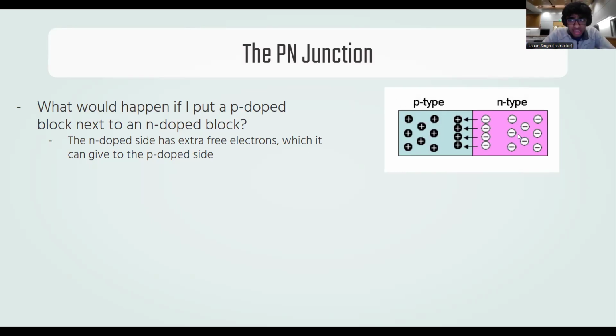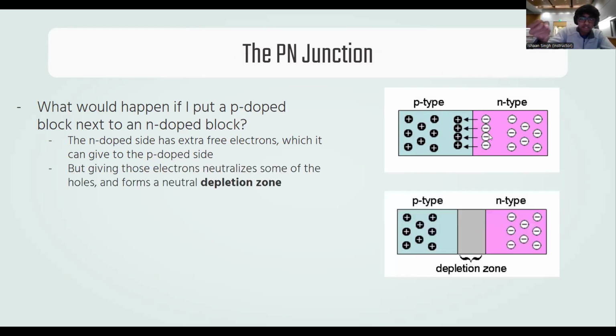So the n-doped side has extra free electrons, and the p-doped side wants those free electrons, right? So it's going to donate those electrons. It's going to move them over. But as those negative charges fill the bubbles, you can think of the negative charges like water droplets in air, and the positive charges like bubbles in water. As the water droplets in air fill the bubbles, what you end up with is what is effectively an electrically neutral region, okay? The negative charges fill up the positive charges.